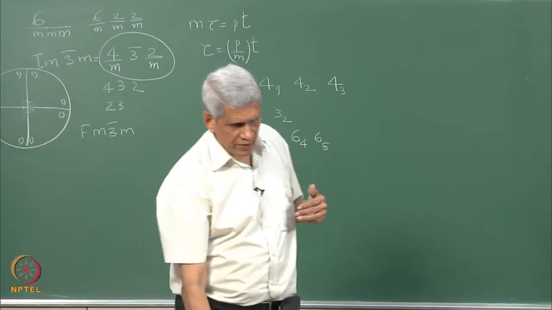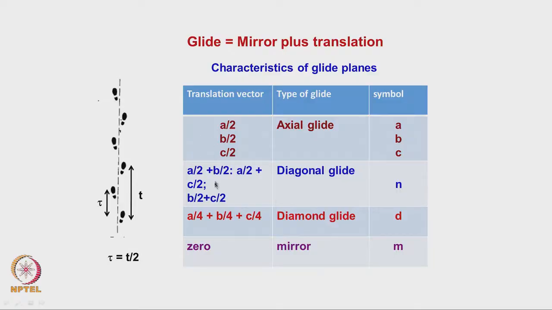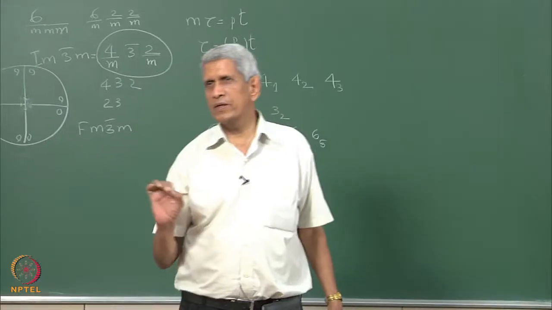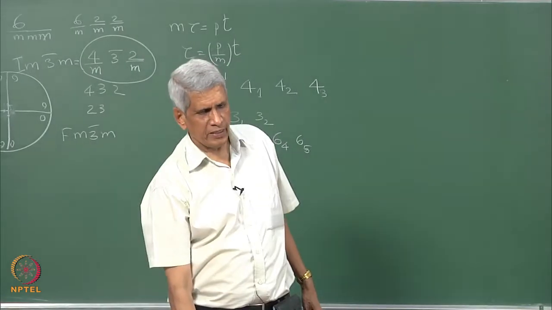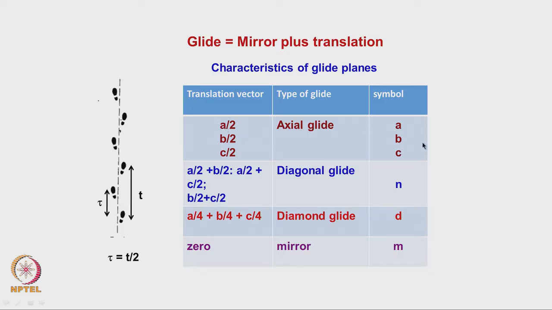If that is the case, then what is going to be the translation vector? That is what is given in this table. And these are called axial glide, diagonal glide, diamond glide and so on. The symbols used to represent them by the International Union of Crystallography are A, B and C, because along the A axis it will be A, along the B axis B, along the C axis C will be used, and whenever the diagonal glide is there, N is used, and for diamond glide, D is the symbol used.